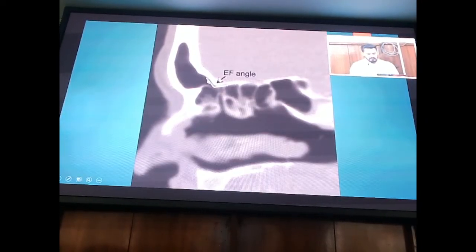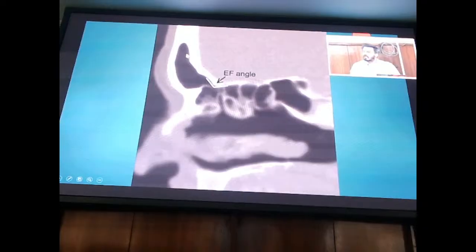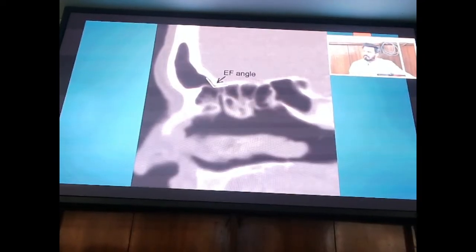if this ethmofrontal angle is more like this, then it is more difficult for you to enter into the frontal sinus. So in such cases, you need to drill out this bone so that you can go along the anterior wall and enter into the frontal sinus. But if the ethmofrontal angle is more acute, instead of being like this, if it is like this, then your life is easier. But this only matters if you want to work inside the frontal sinus and not in the frontal recess. Both are two different things.